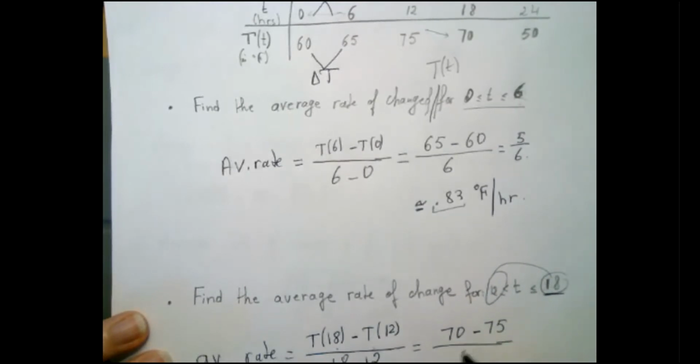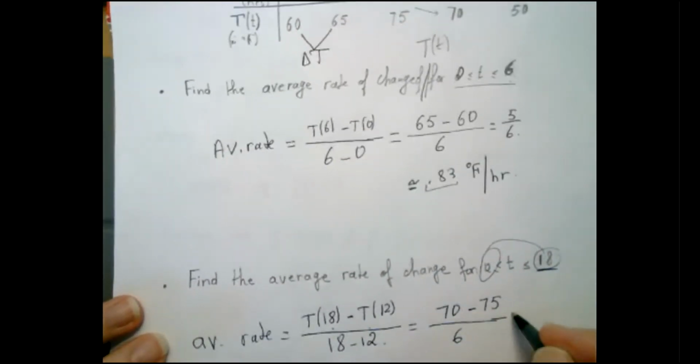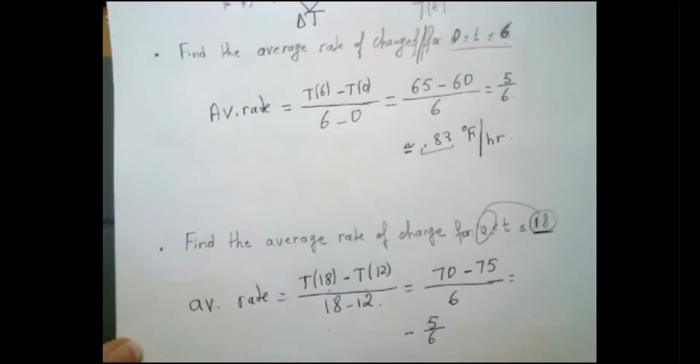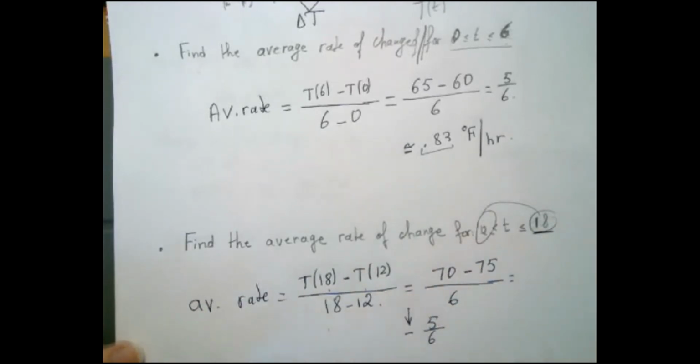18 minus 12, it's 6. Okay, so this is gonna give me minus 5 over 6. All right, so this time we have a minus sign. What do you think the minus sign reflects in this problem?